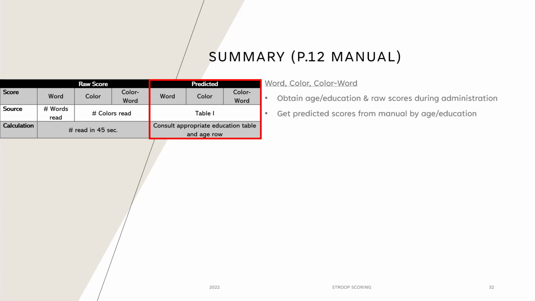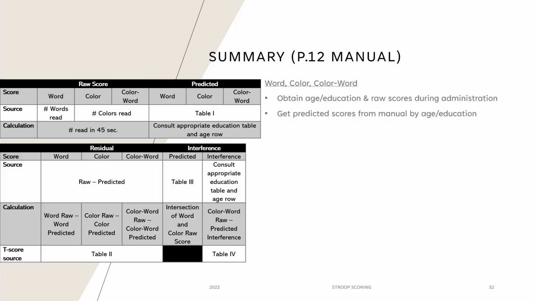Next, we got predicted scores, and those predicted scores for word, color, and color word are from the manual. They're a function of age and education, so we just find where the age and education rows and columns intersect for each of word, color, and color word. In the older version and the newer version, the tables are separated by education level. So we go to the appropriate table and then find the corresponding age and get those predicted scores. We note all those on our record form.